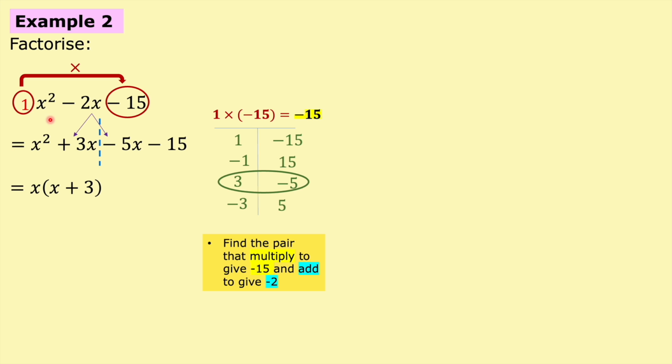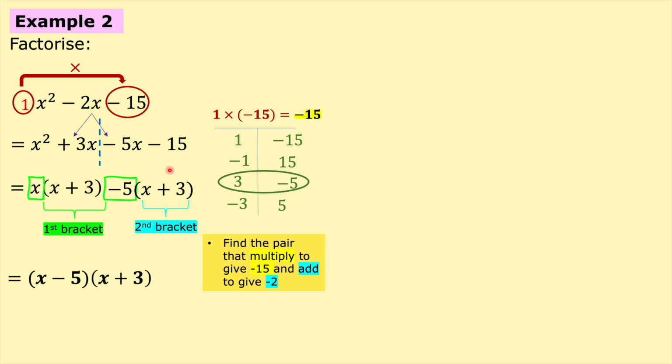We're then going to factorise this last bracket, and we need to consider these negative signs when we are taking out a common factor. So we're going to take out a common factor of negative 5. So negative 5 times x gives us negative 5x, and then negative 5 times positive 3 gives us negative 15. So really be careful with these using your integer skills. So once we have that, we're picking out our first bracket, which will be x subtract 5, and our second bracket, which will be x plus 3. So x subtract 5, x plus 3 is the final answer.